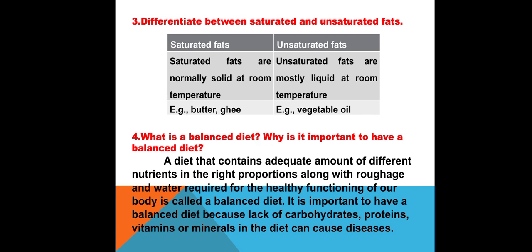Then, what is a balanced diet? Why is it important to have a balanced diet? Answer, listen. A diet that contains adequate amounts of different nutrients in the right proportions along with roughage and water, required for the healthy functioning of our body, is called a balanced diet. It is important to have a balanced diet because lack of carbohydrates, proteins, minerals in our diet leads to diseases.